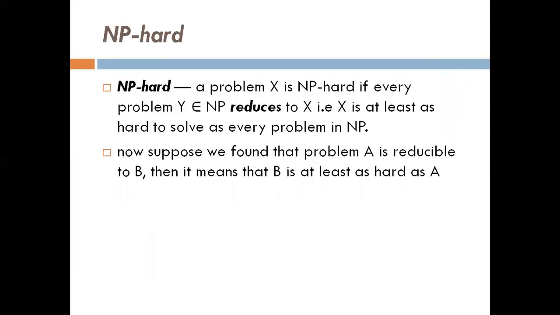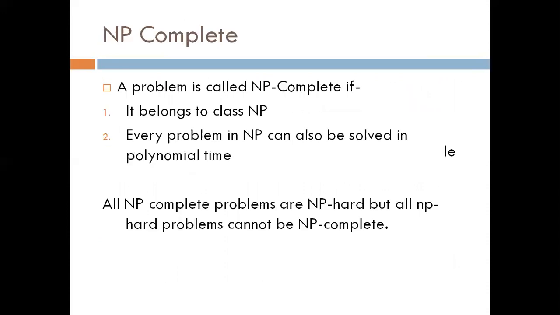Now we'll see what NP hard is. A problem X is NP hard if every problem Y in NP reduces to X, that is, X is at least as hard to solve as every problem in NP. Now suppose we found that problem A is reducible to B, then it means that B is at least as hard as A. That is nothing but an NP hard problem. Now we'll see what NP complete is.